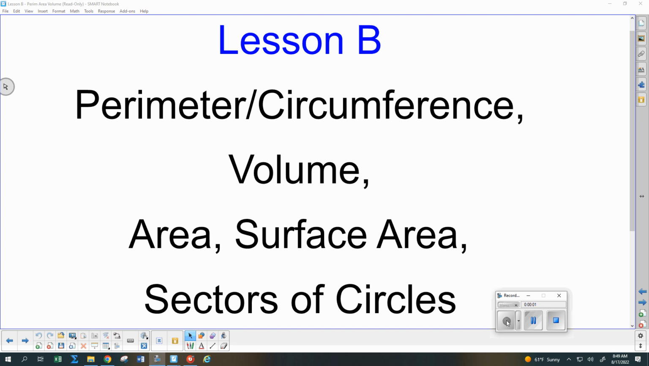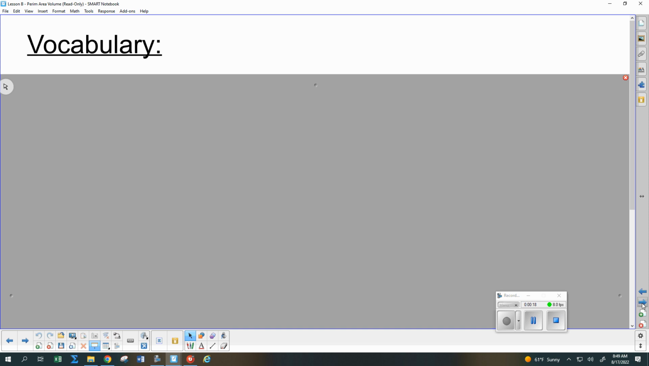So lesson B, we are reviewing some more geometry topics. I think I just clicked on the wrong folder there previously. So get out those formula pages and your notebooks, and we'll start with some vocabulary.